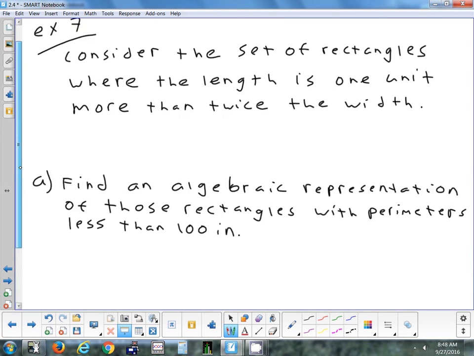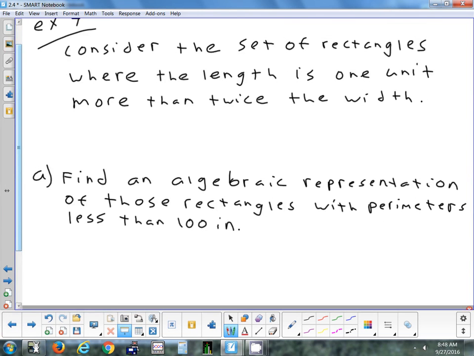All right, so this one is going to be a rectangle problem. We've done one very similar before, except our answer here is going to be an inequality. We're not going to be setting up an equation. And when you get to part A, you'll know why it's not an equation. It says, think about all the rectangles where the length is 1 unit more than twice the width. Let's start just by writing that down.